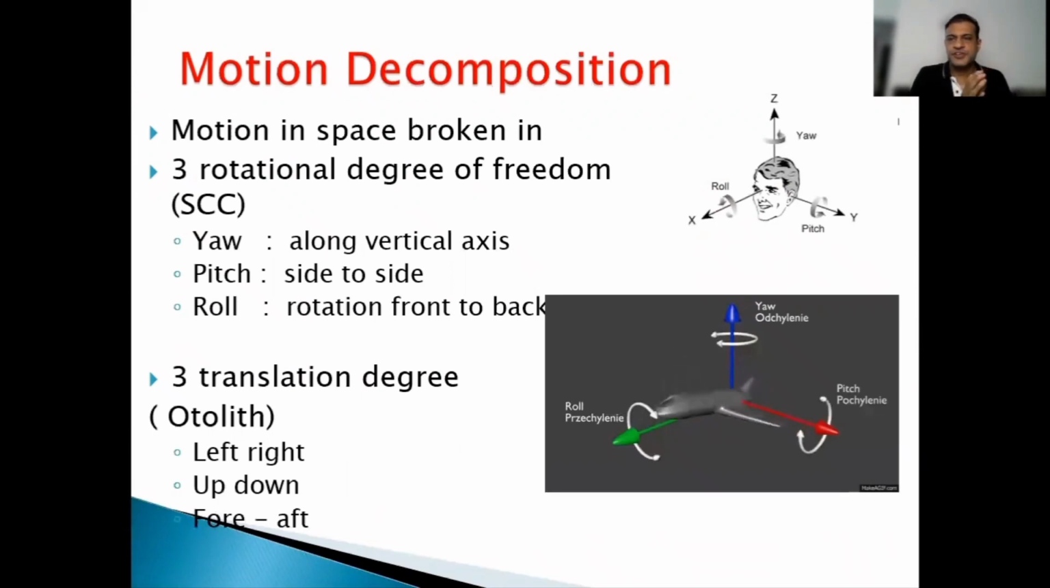So we need to first understand that there are two kinds of motion. One is rotational motion and one is translational motion. The rotational motions are mainly sensed by the semicircular canals, and the translational motions are mainly sensed by the otolith organs, that is the utricle and the saccule. And the rotational movements are yaw, which is along the vertical axis, pitch along the side to side movement, and roll is rotation from front to back.